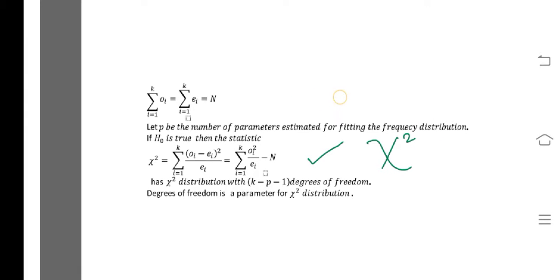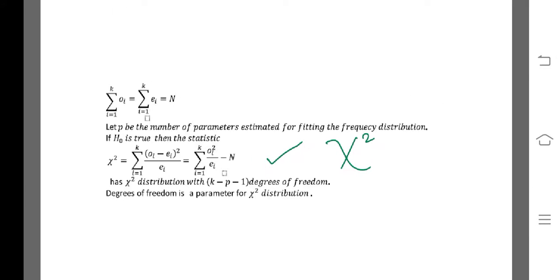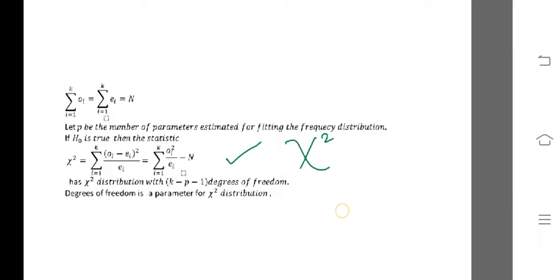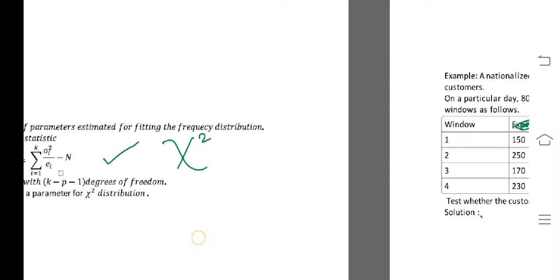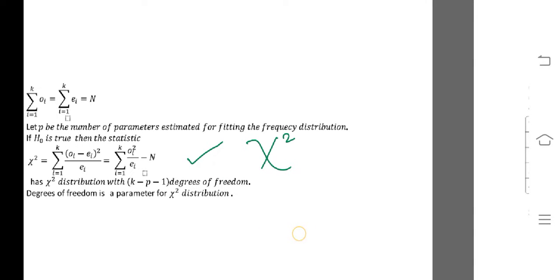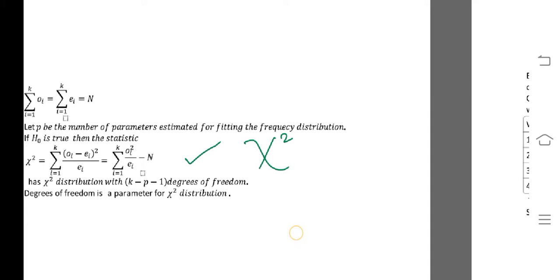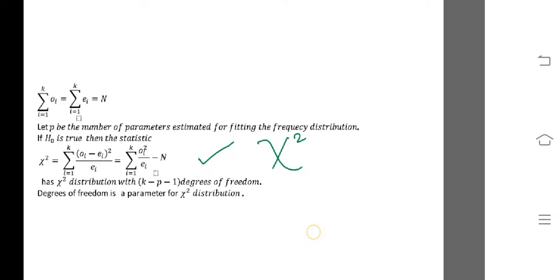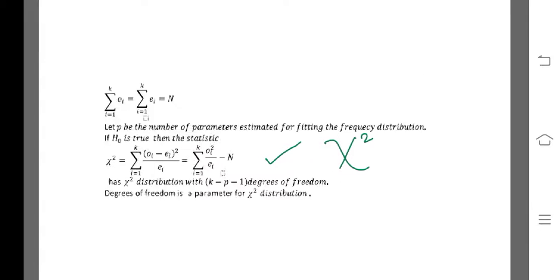Degrees of freedom is a parameter for chi-square distribution. Note that here the degrees of freedom is K minus P minus 1. P is the condition which will be given to us if required. Let us discuss one problem.